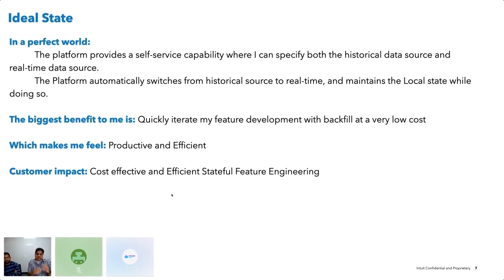In the ideal state, the platform should hide all the complexity. What are the complexities we are talking about? Connecting to dual sources, connecting to the archive location, connecting to the real-time location, and automatically, after the archive process is done, automatically switching to stream. All this complexity the platform should handle, right?